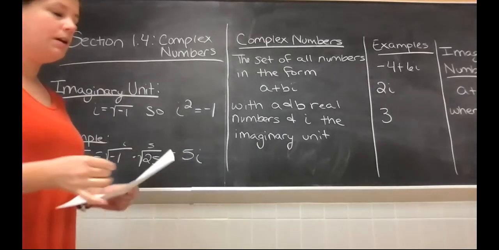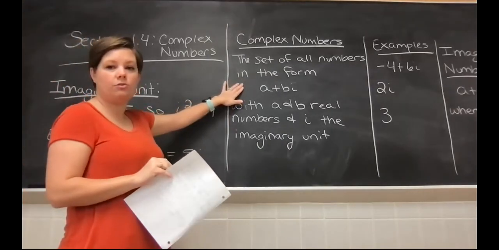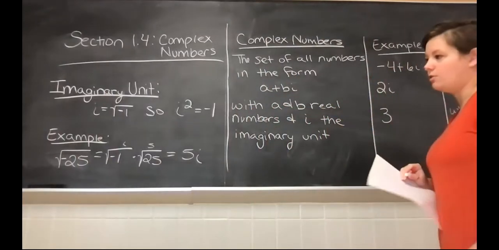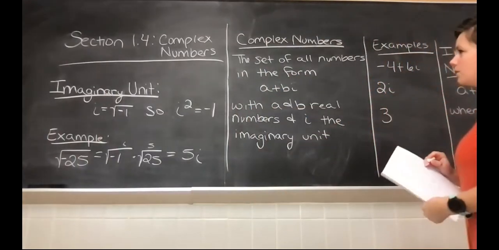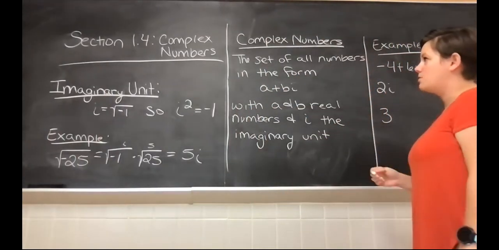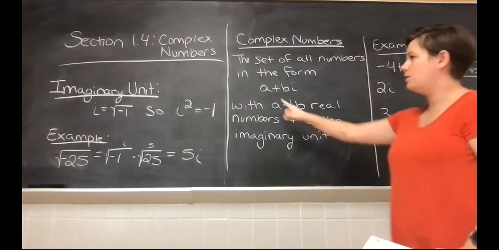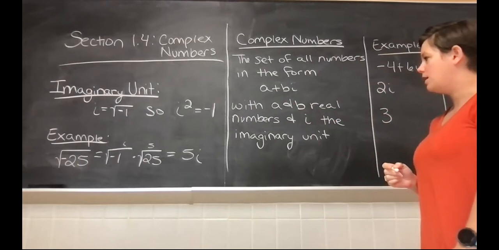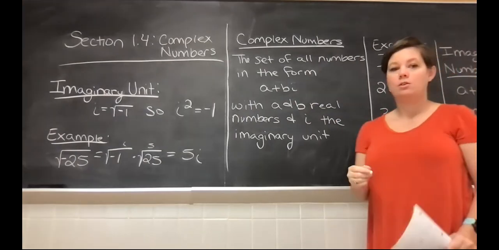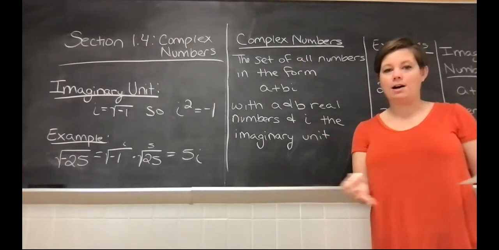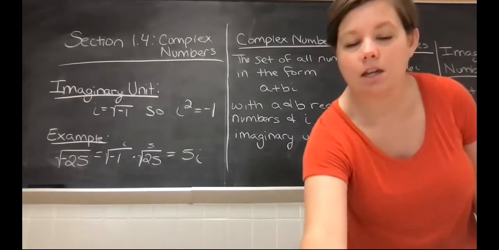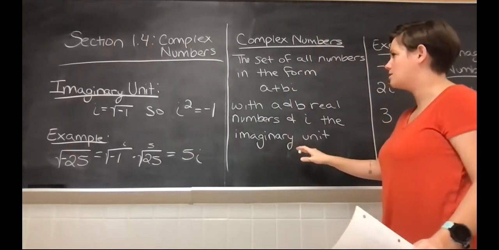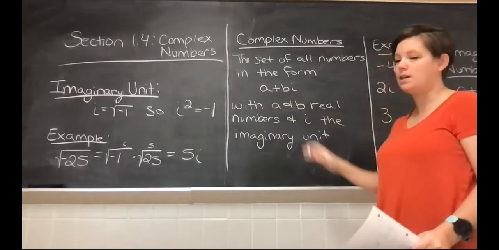So let's talk a little bit about complex numbers. This is the definition of what complex numbers are. I'll stand on this side so that if you're still writing over there, you can still see it. So the complex numbers is the set of all numbers in the form of a plus bi, with a and b real numbers and i the imaginary unit. So that was the big blue box that went around the imaginary numbers and the real numbers. That's the complex. They can be written in the form of a plus bi.